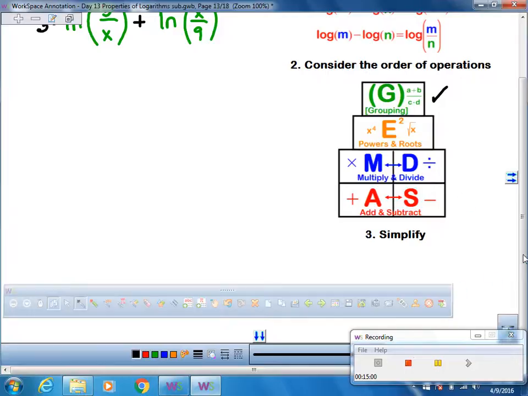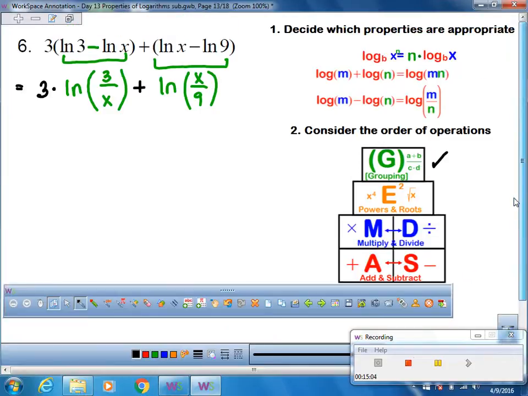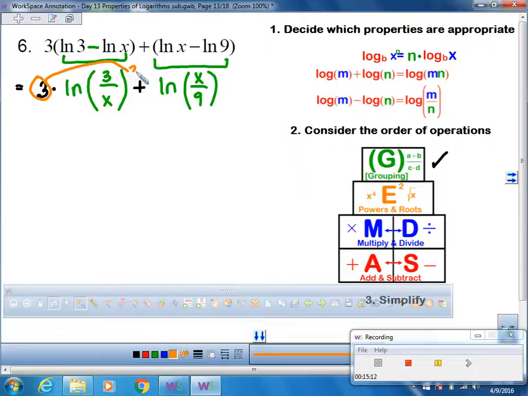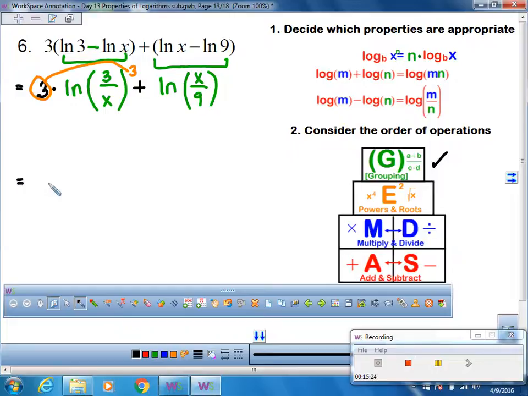Now we're going to move on to exponents. I've got an exponent here. This exponent is going to come right here. This whole thing is being cubed. The 3 is being cubed and the x is being cubed. So I can rewrite this. I'm going to write it down here because I know that it won't mess up on me down here.